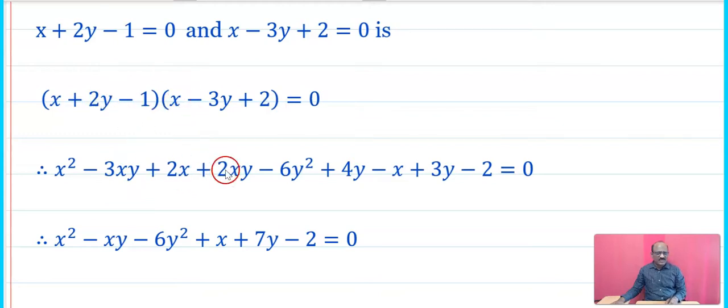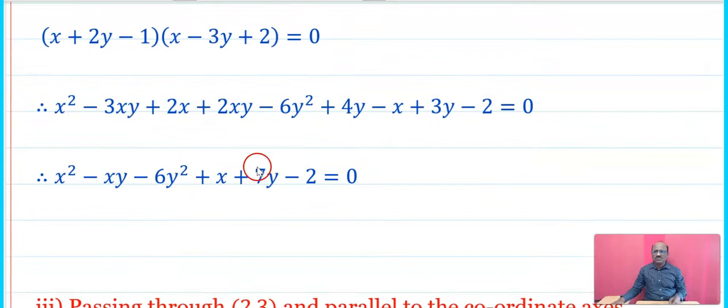2y into x, that is 2xy. Next, 2y into minus 3y, that is minus 6y square. 2y into plus 2, that is 4y. Minus 1 into x, minus x. Minus 1 into minus 3, that is plus 3, and the minus 2, and that equals 0.